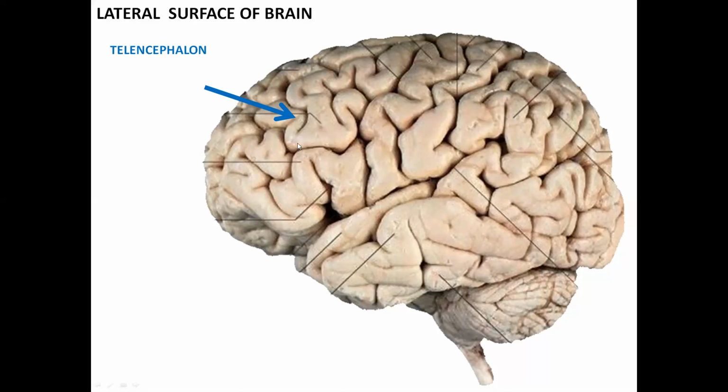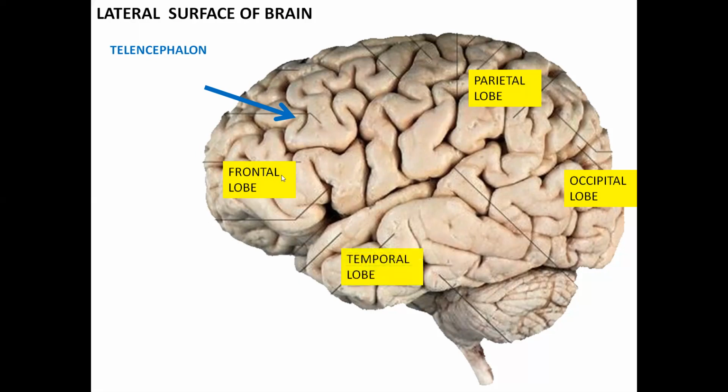The front part of the cerebral hemisphere, the anterior part of it, that is the frontal lobe. Exactly opposite posteriorly, that's the occipital lobe. In front of the occipital lobe is the parietal lobe. Below the frontal and the parietal, this one that you see here, that's the temporal lobe. So we know cerebrum is divided into right and left cerebral hemisphere. Each hemisphere is further divided into 4 lobes: the frontal lobe, occipital lobe, parietal lobe, and temporal lobe.